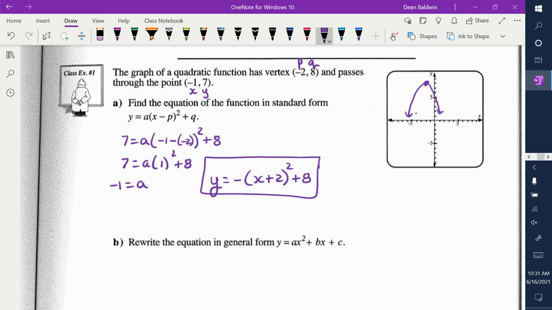So your a value is -1. You can just put a negative outside. You can write -1 if you really wanted to. Doesn't matter. And if you sketch the graph, you know the vertex, you know it just opens down. That's it.